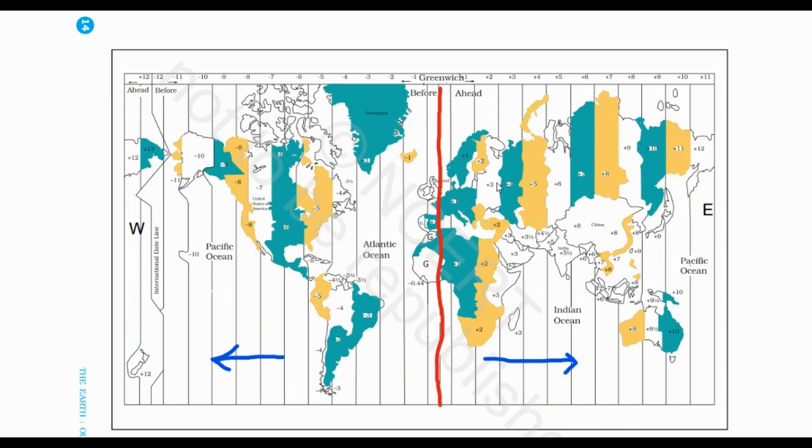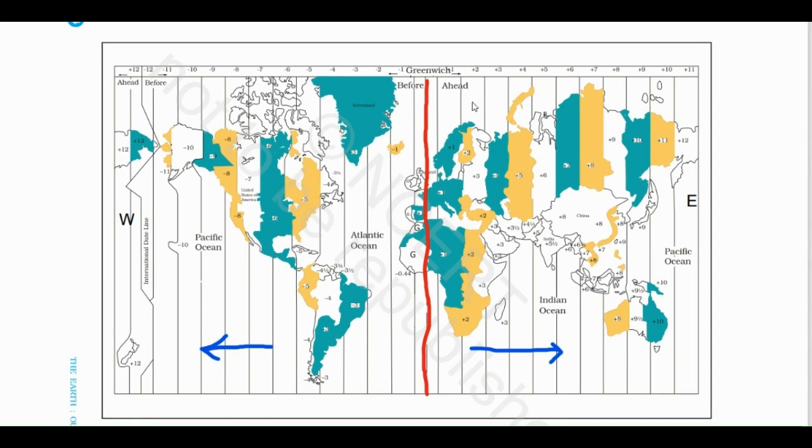Let's understand with the help of this diagram. This red line shows the prime meridian which is passing through London or Greenwich. This is the ahead or eastern hemisphere. This is the western hemisphere. The countries lying in the eastern hemisphere have the plus time zone, and the countries in the western hemisphere have the minus. As you can see over here, 1, 2, 3, 4, 5. So India is 5 hours 30 minutes ahead of Greenwich time.